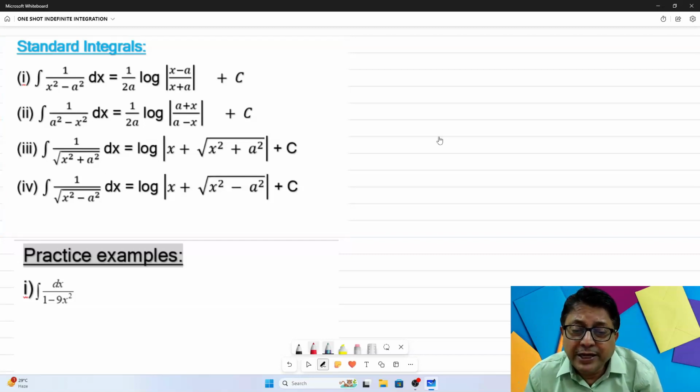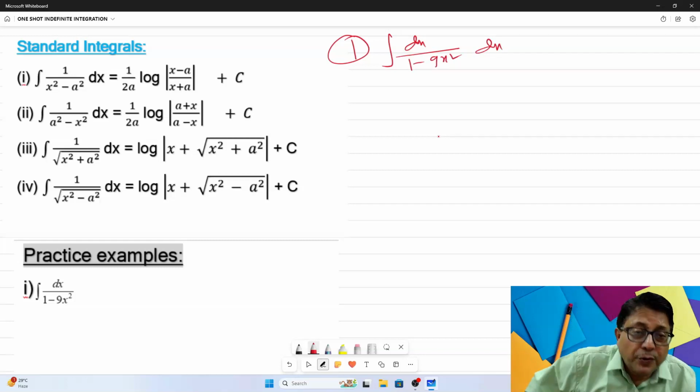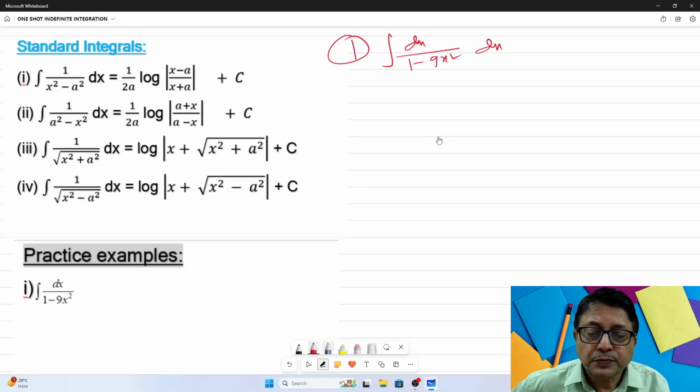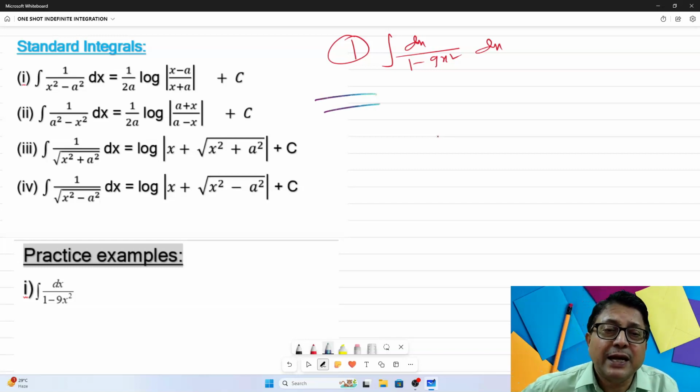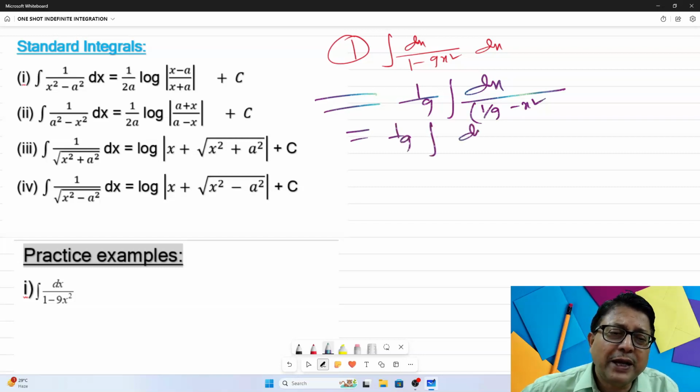Just for example, let us do number 1 that I have taken here, dx by 1 minus 9x square. There is a problem: the coefficient of x square is not 1, but we can make it 1. How? You just write 1 by 9 outside, dx by 9 you are taking common. There will be 1 by 9 minus x square.